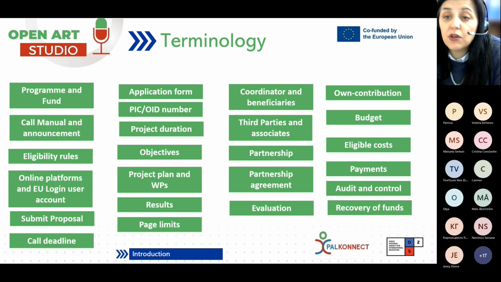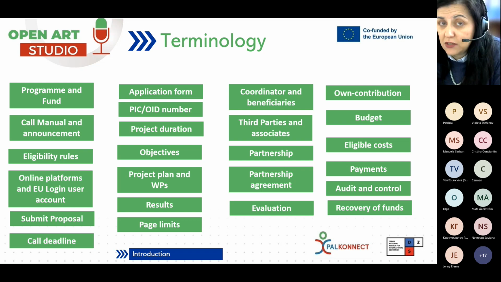Coordination and beneficiaries. So in order to submit a project, you always need partners and you need to form a partnership. One of these organizations needs to be the coordinator, needs to have the overall responsibility to submit the proposal and then to implement the activities. All the rest are beneficiaries. That means that they are project partners, they are participating in the implementation, but they are not coordinating the project.